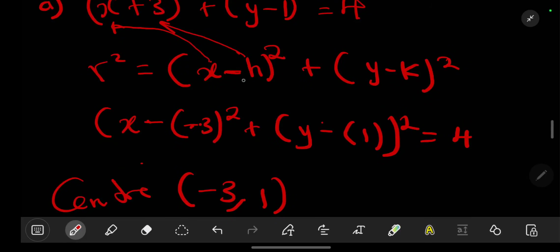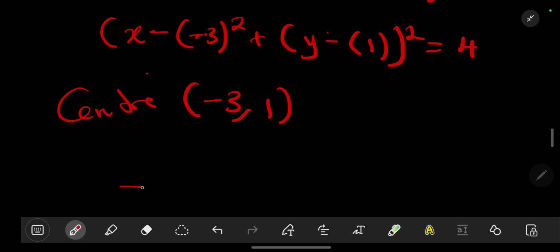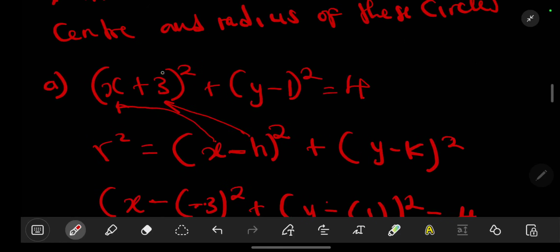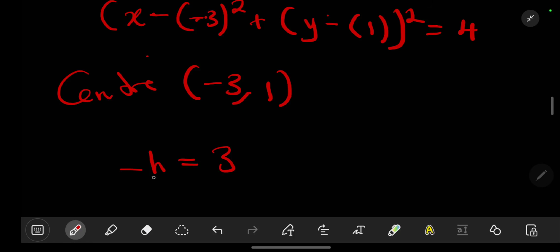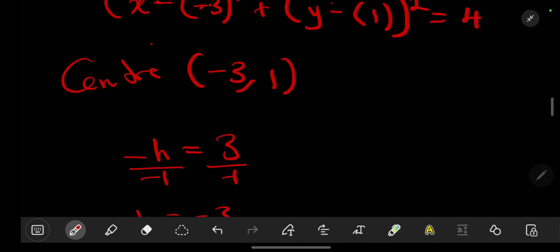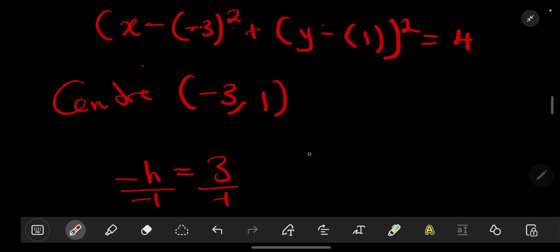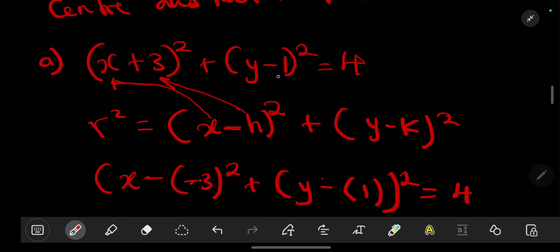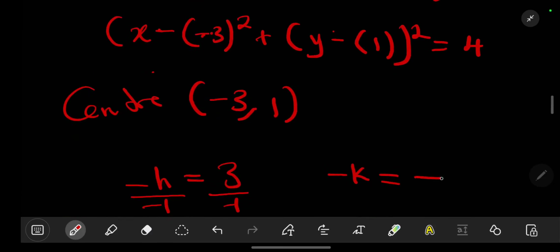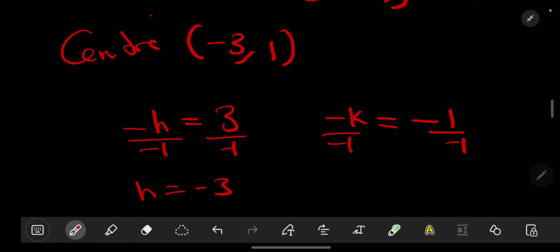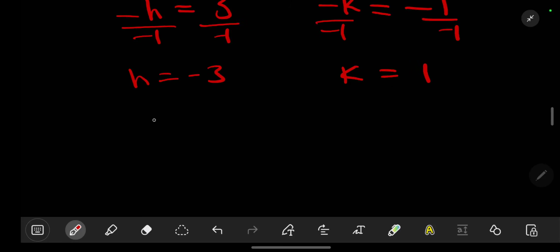Just write the equation of a circle, which is x minus that, and get your negative h is equal to whatever coordinate is here, which is your 3, because we know that h is the coordinate. You divide by negative 1, your h coordinate will be equal to negative 3. You also get your negative k to be equal to, according to the general form, whatever is here, negative 1, divided by negative 1 to get k is equal to positive 1, so that the center still becomes negative 3 comma positive 1, whichever is easier for you.